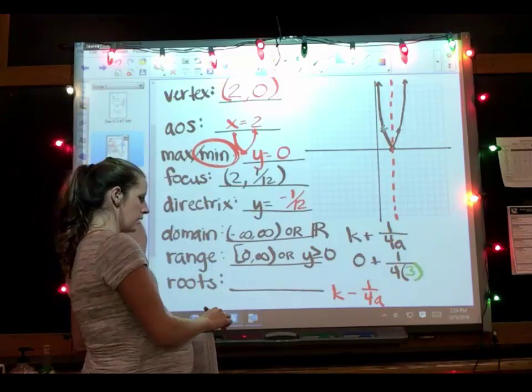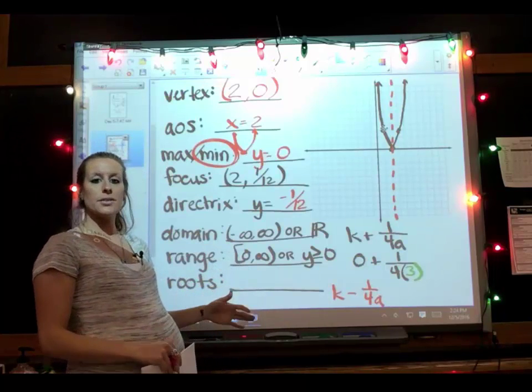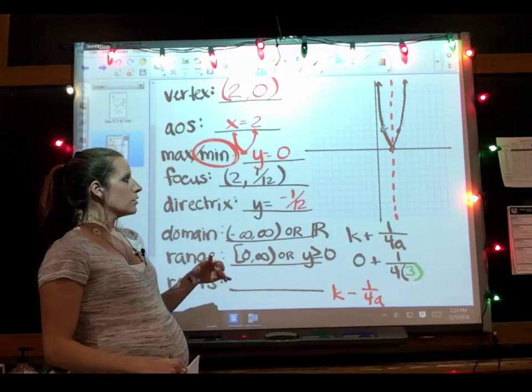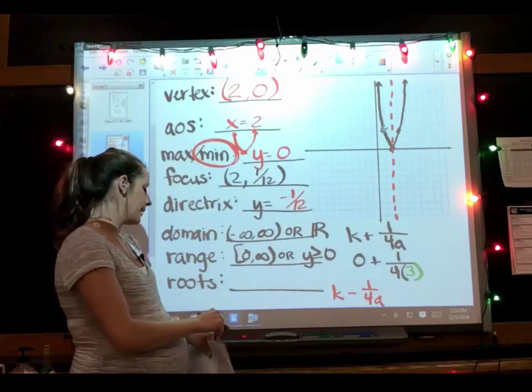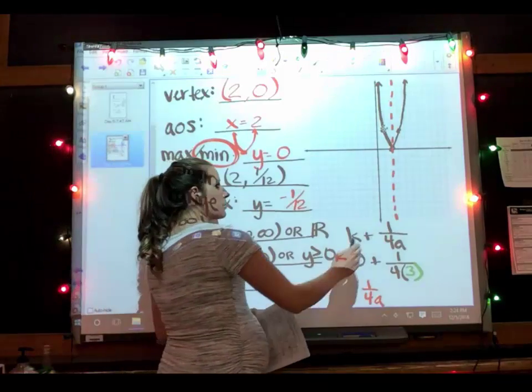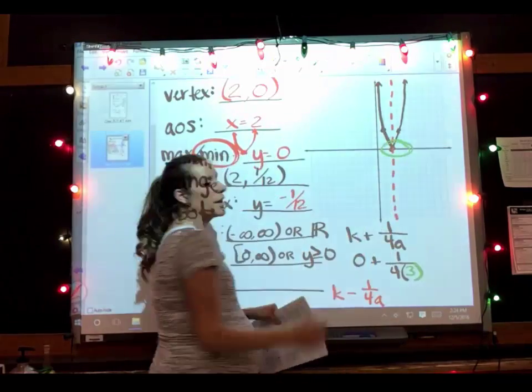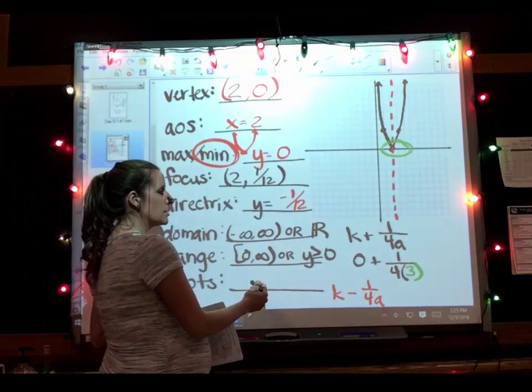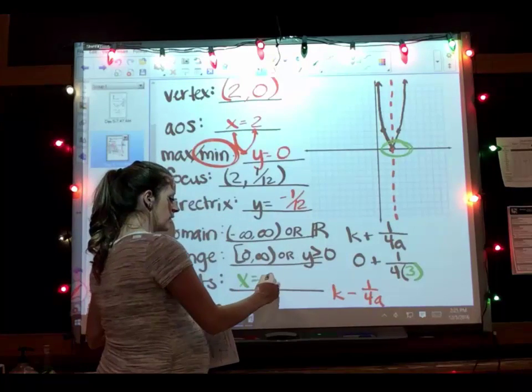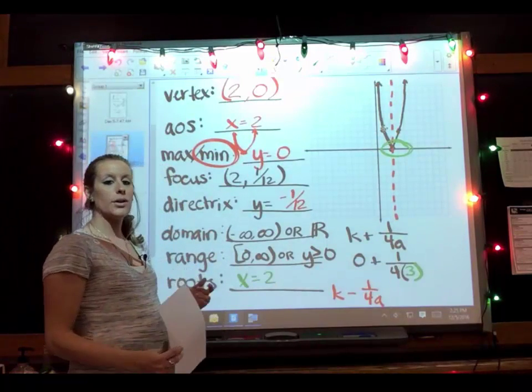Okay, and very last part, we need to find our roots. So look and see, what are your x-intercepts? And for this problem, we only have one x-intercept this time. It's at 2, 0. Okay, so our root is 2. We only have one root on this problem.